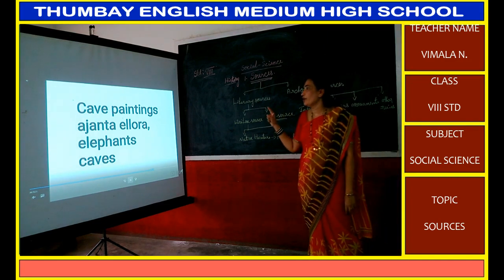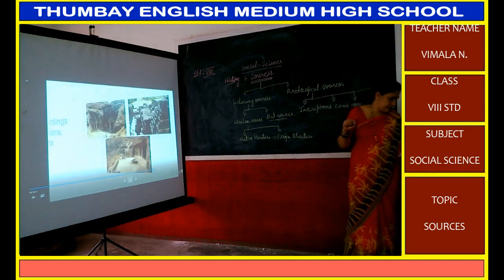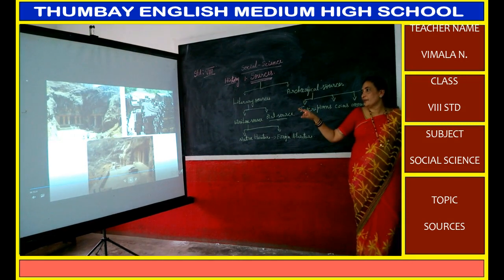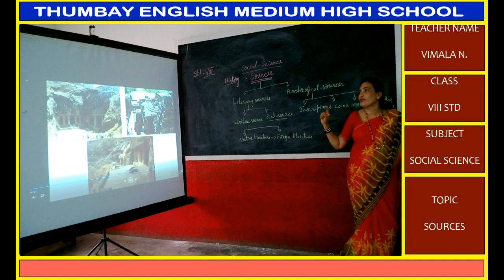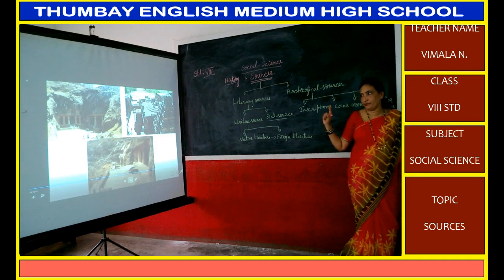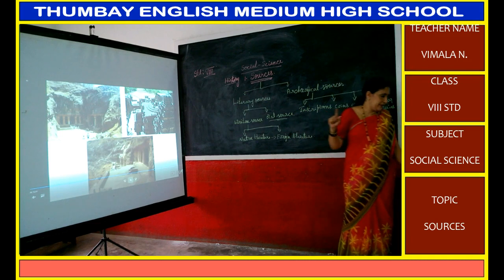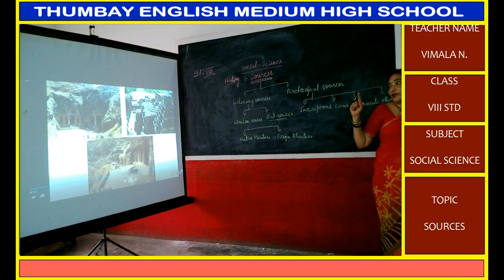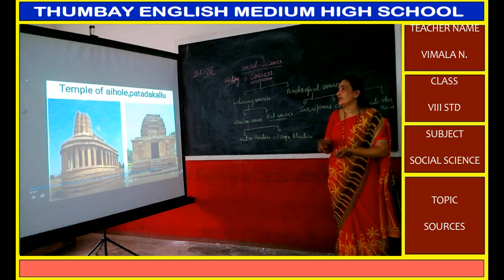Next, cave paintings of Ajanta, Ellora, Elephanta caves. These three pictures are of the Ajanta, Ellora and Elephanta caves. They are famous for their paintings. Even in history, we are able to study that ancient people were very good at painting.